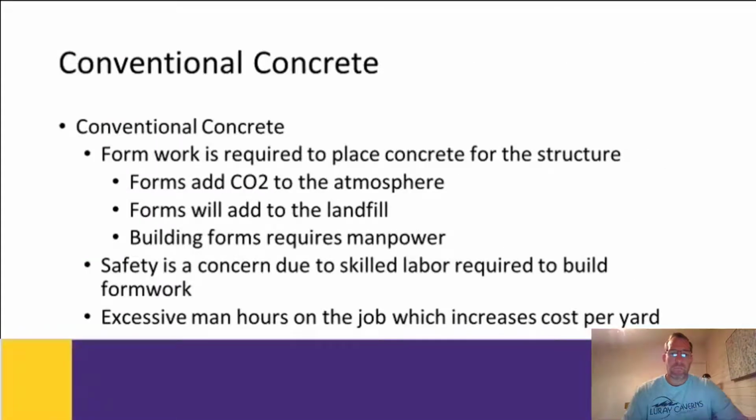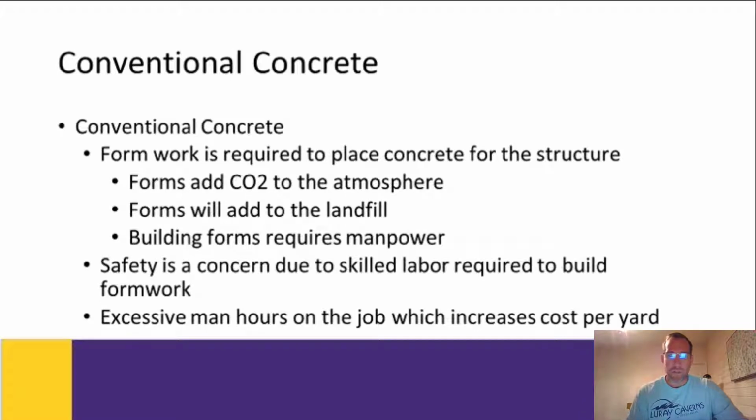Conventional concrete. One key thing with conventional concrete is that formwork is required to place the concrete for the structure. Formwork, for me, can be three different types. We use earth forms, we use 2x lumber to do formwork, and we also use formwork that comes in on a truck, and we set it up. We build the forms to what we need. We pour the concrete. A day later, we break it down, we clean it up, put it on the truck and take it to the next job site.